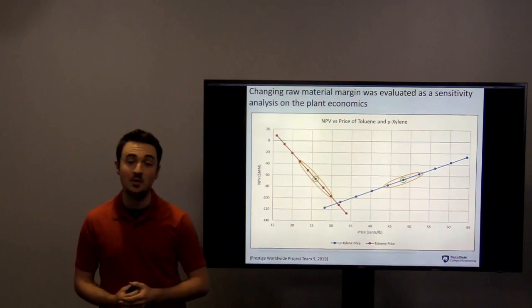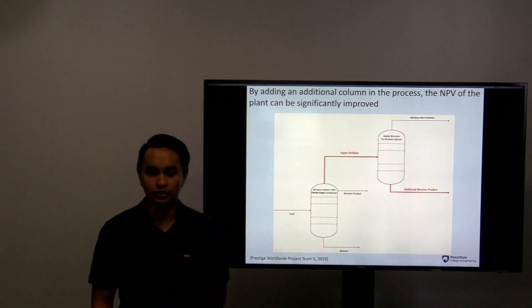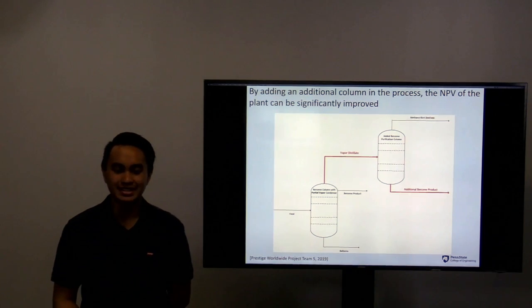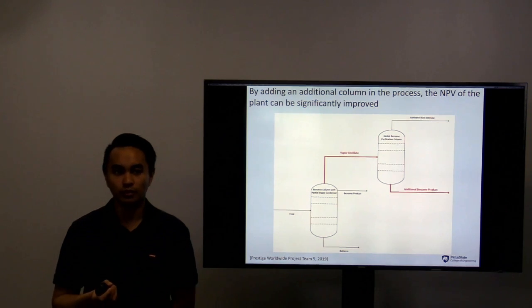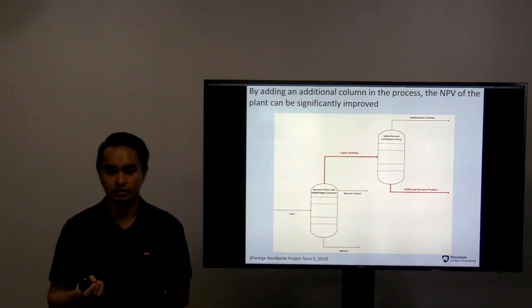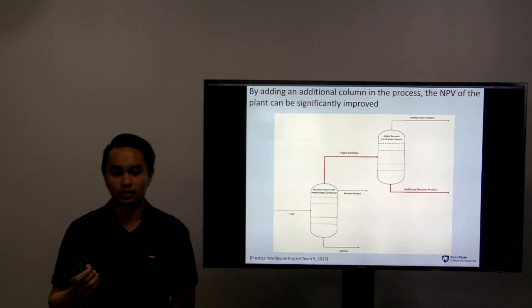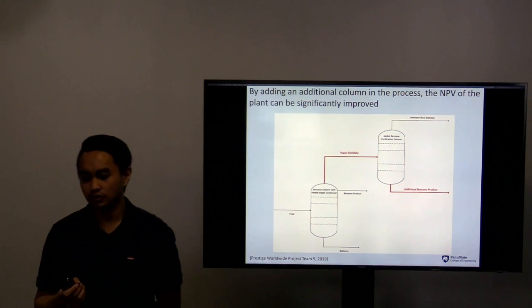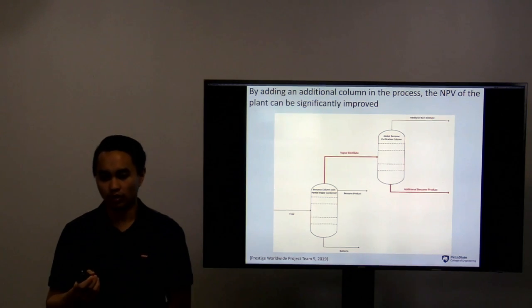I'll now turn it over to Mohammed to discuss some of our alternate designs that we evaluated. Thank you, Michael. As mentioned earlier, in our base case design, we have a benzene distillation column with partial vapor condenser. The purge stream, which is the benzene vapor coming out from the top of the column, was sent to the fuel system. By adding an additional distillation column to purify the benzene vapor, we will obtain more of the benzene product.